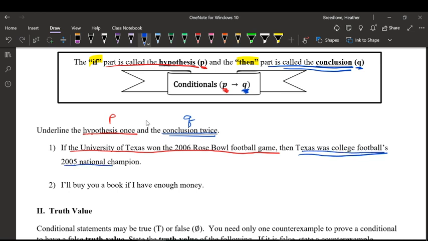Of course they don't always follow it exactly that way. Like number 2 says, I'll buy you a book if I have enough money. That's not if-then, but you do still see the word if. There are conditions involved with this. So the hypothesis still follows if, even though it wasn't at the beginning of the statement. So if I have enough money, and you can kind of put the word then in there, then I'll buy you a book. So it still works. You just have to find those key words that tell you what's going on.